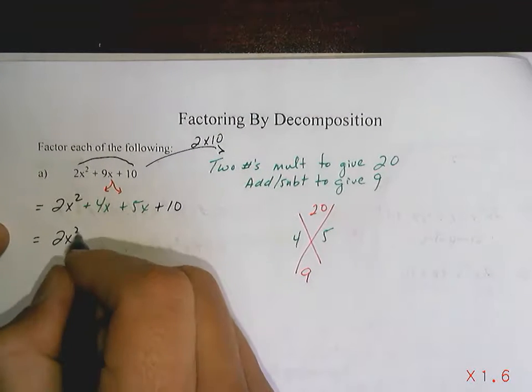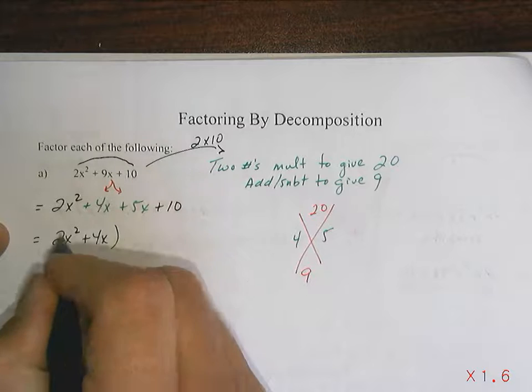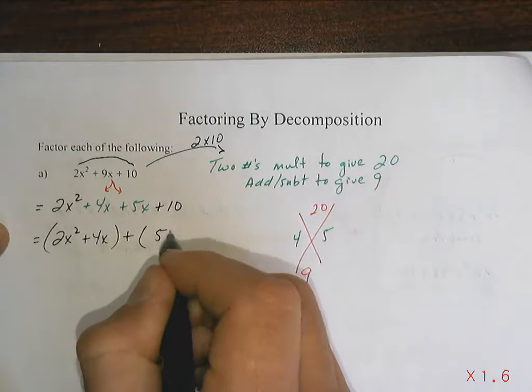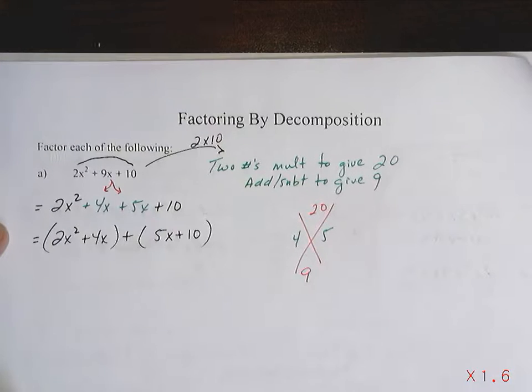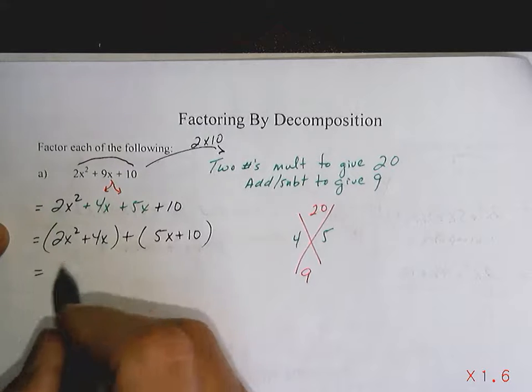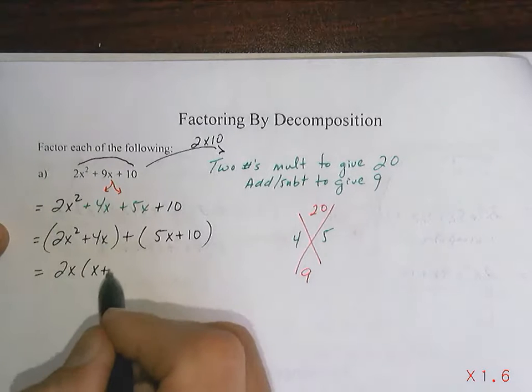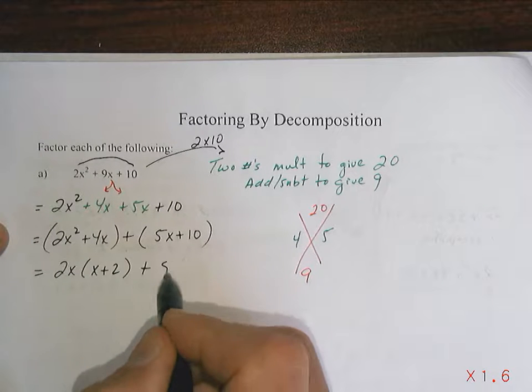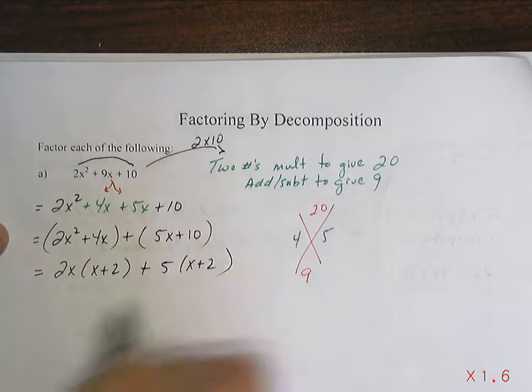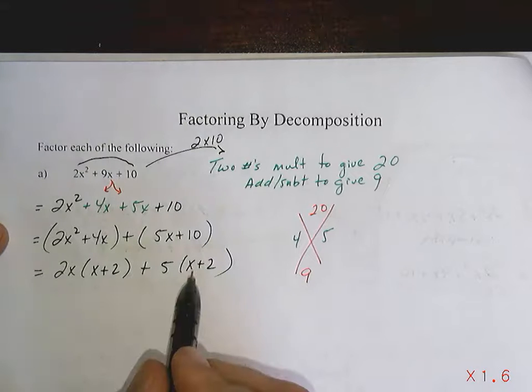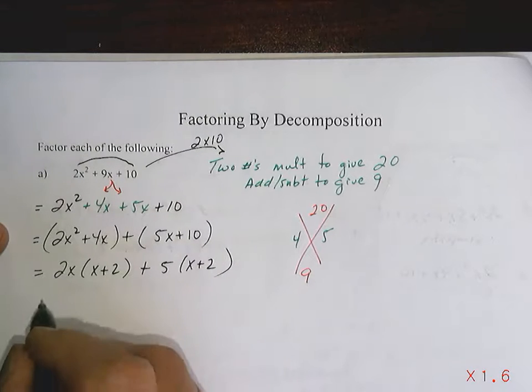So now the next step is to group them. I'm going to group the first two, and I'm going to group the second two. Now I'm going to factor the binomials. I'm going to take a 2x out of this one. I'm going to take a 5 out of this one. Now I've got a binomial and a binomial that are the same. I'm going to common factor again.